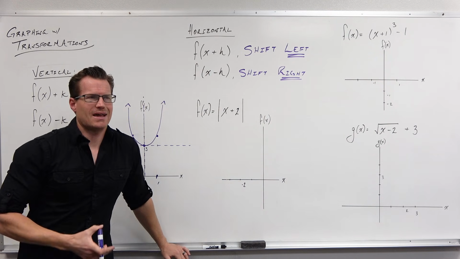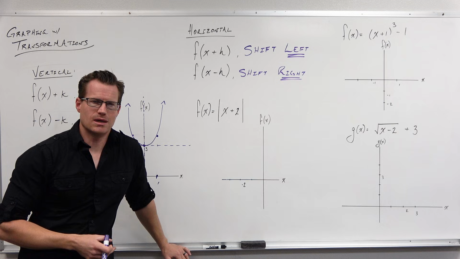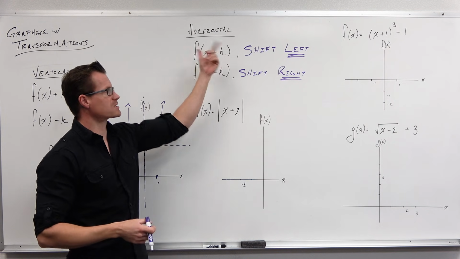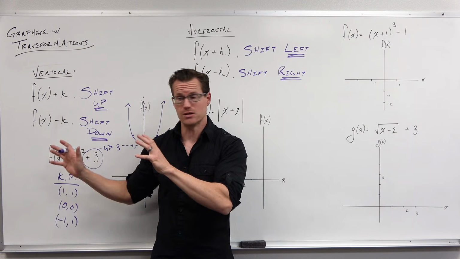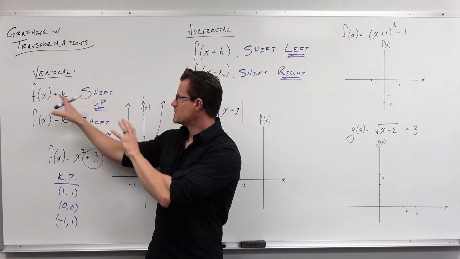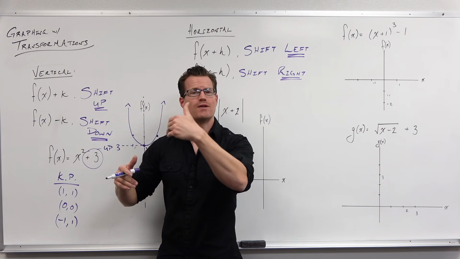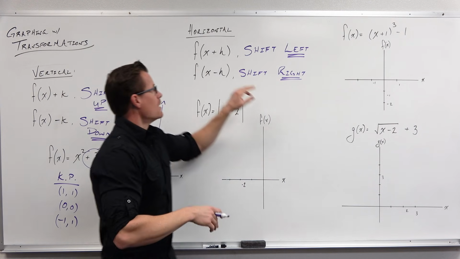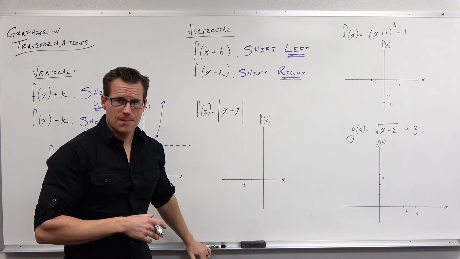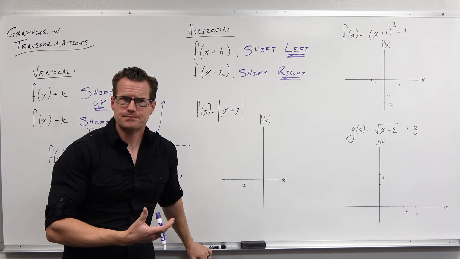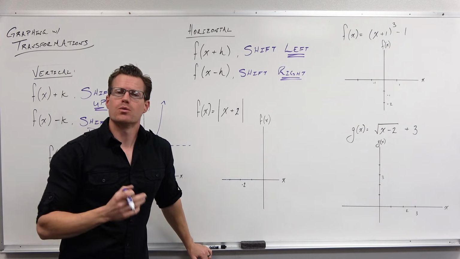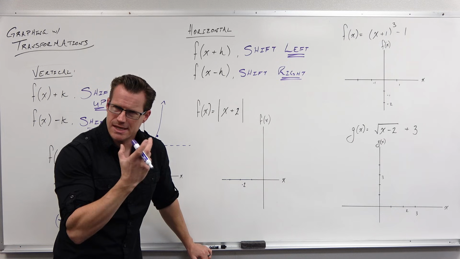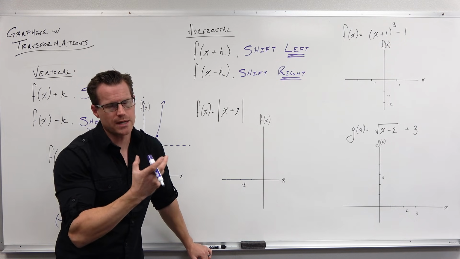You probably see that's really easy for students to get confused. They go, I really want plus to, plus means up, and it does. Don't ever change that. Plus means up when it's outside of the function, when it's affecting the output. Yes, it does. Plus does not mean right when you're affecting the input. Minus doesn't mean left when you're affecting the input. Everything in parentheses happens opposite of the way that you want it to happen.